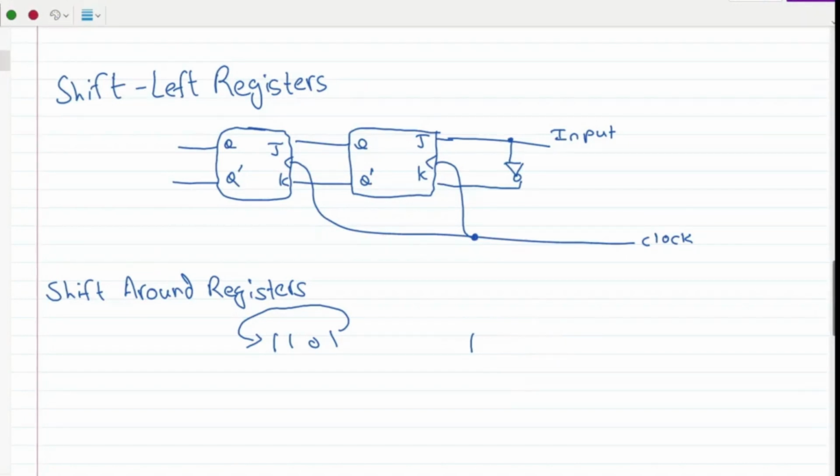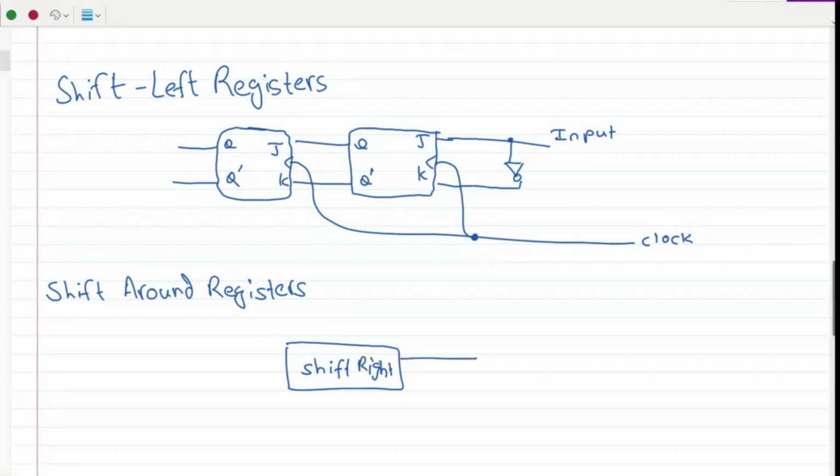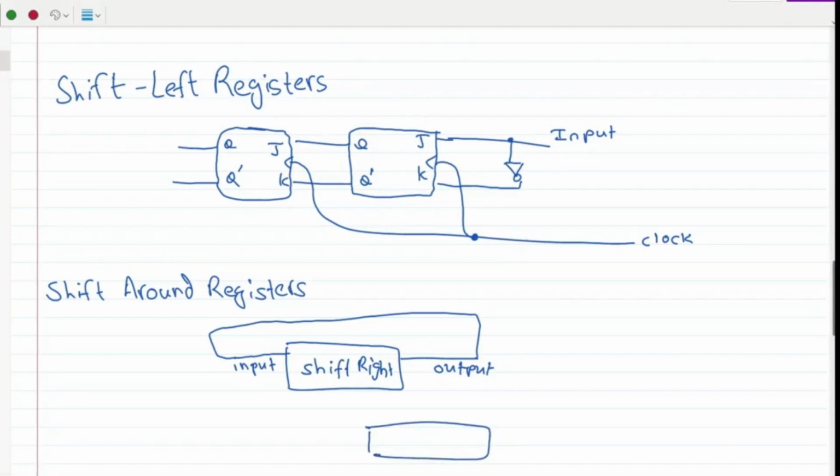Now, the way these systems can be designed is if a shift right register is taken and the output of the shift right register is connected back into the input of the same shift right register. What this will do is make a loop for the last data value to pass from the rightmost position to the leftmost position, and similarly we can make a similar register that does the opposite work.